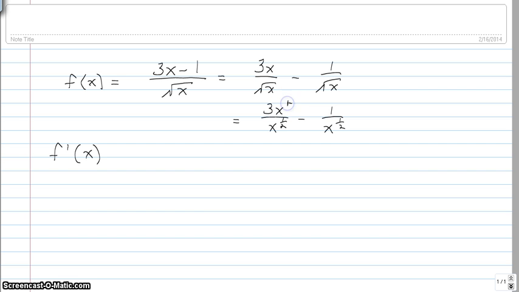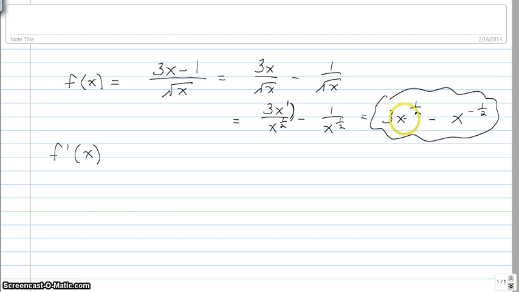So remember, you subtract exponents. So I'm going to subtract 1/2 from 1, so that would give me 3x to the 1/2. And then rules of exponents here, so this is just x to the minus 1/2. And if I look at the function, this is my original function. If I look at the function in that form, then I can just use the power rule.